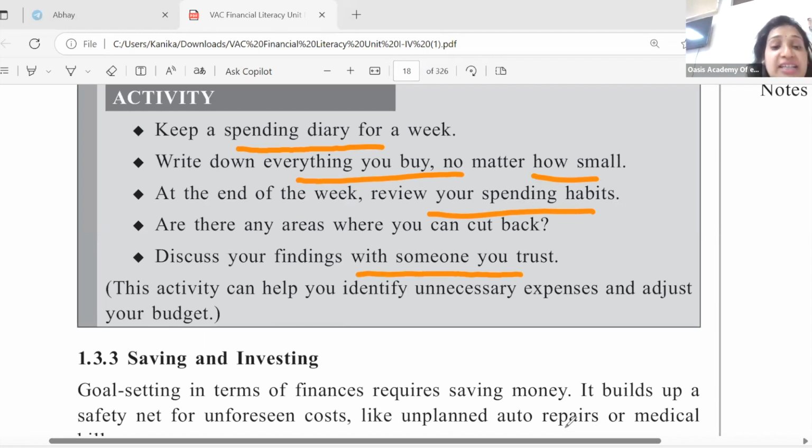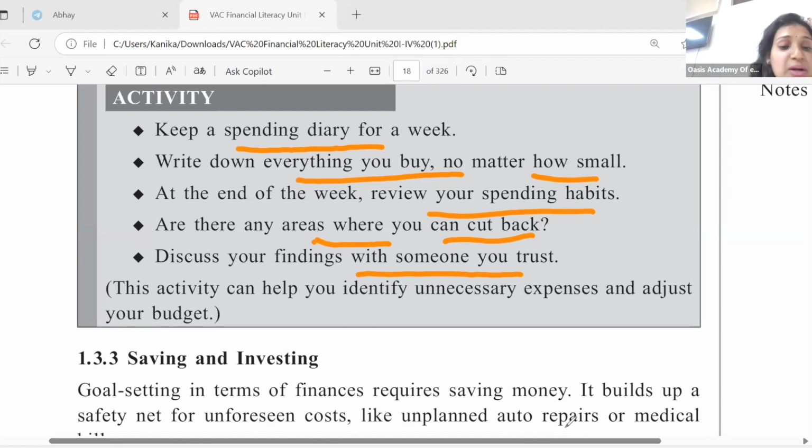You can even check whether these are any of the areas you're spending on. Can you cut these so that you can reduce your spending? This is how your financial objectives, financial management, and money management will grow.